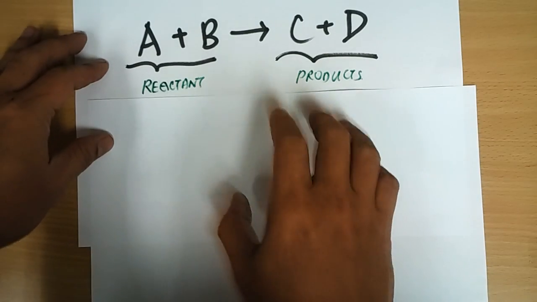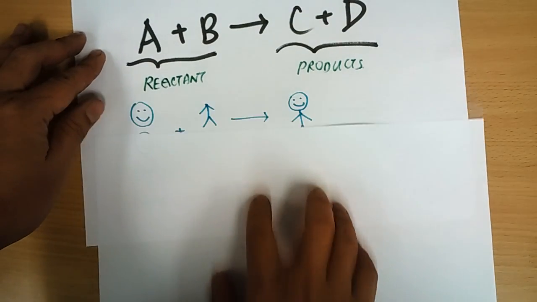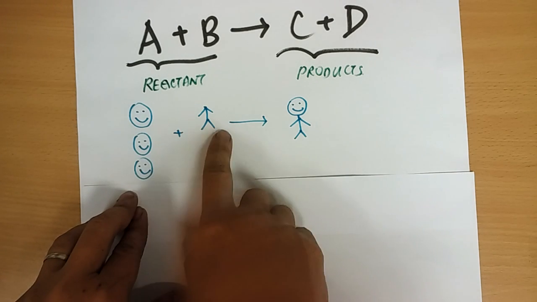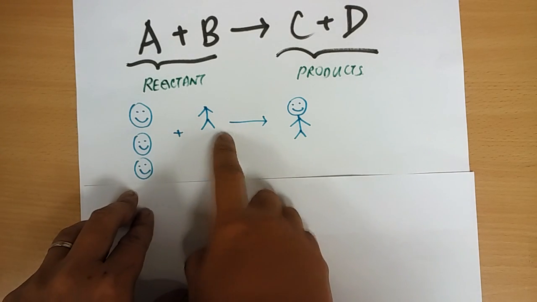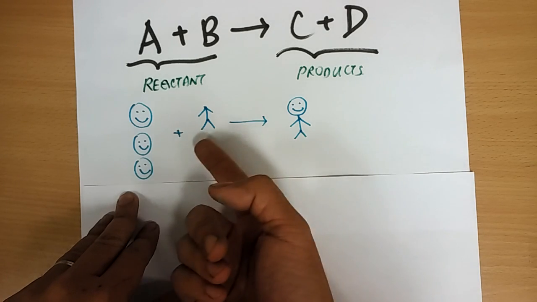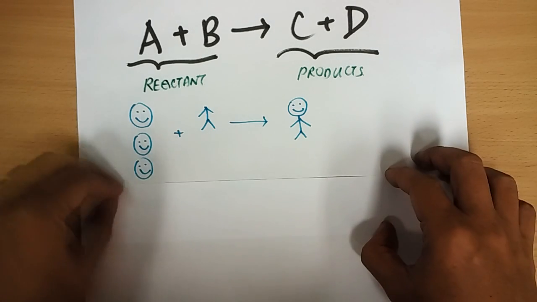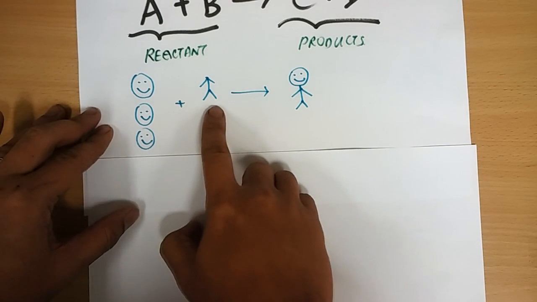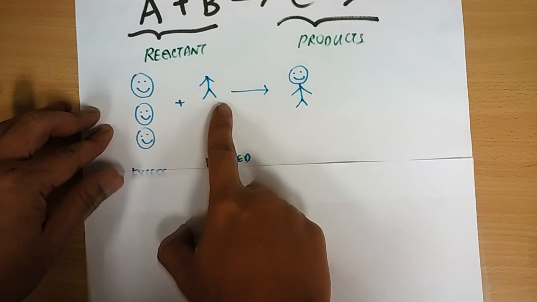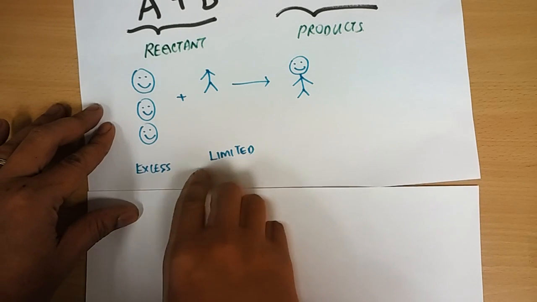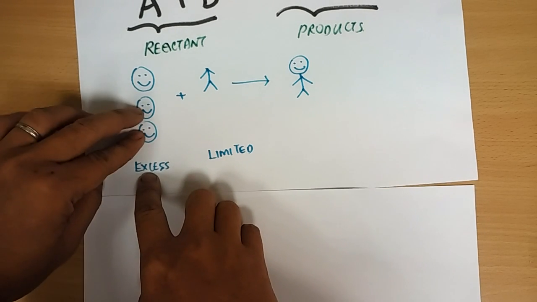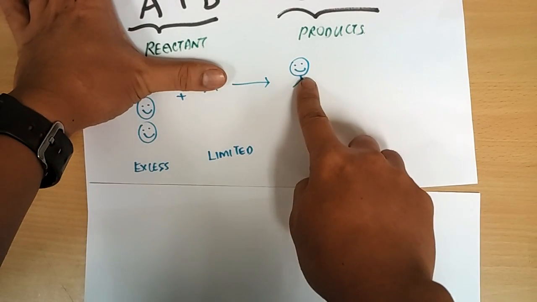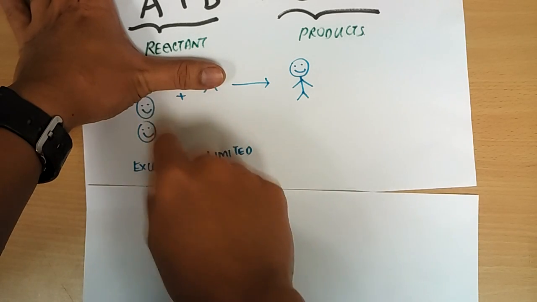So, an analogy will be something like this. If I were to form a human being, I have 3 heads and 1 body. In this case, what will be limiting me from producing more human beings or more robots? My limitation in this case will be my body. My body will be limited, and my excess will be 2 more heads, because this will go with this. They will form 1 human being. I will have an excess of 2 heads.